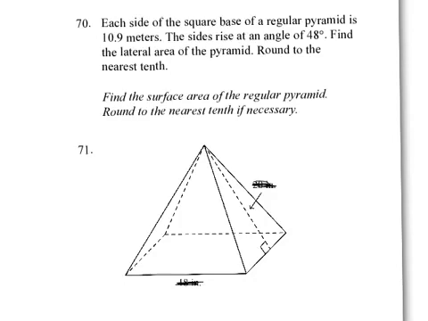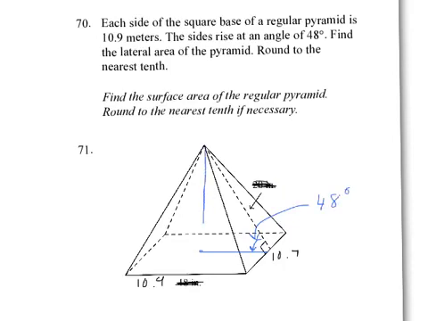They say that it's a square base and that the sides are all 10.9. So this is 10.9 and this is 10.9. And it says the sides rise at an angle of 48 degrees. So that means this angle here, if you were to kind of draw in a line right there, that angle right there is 48 degrees.